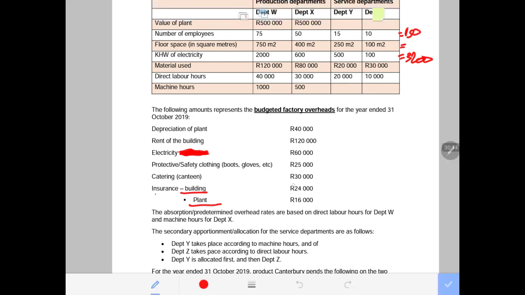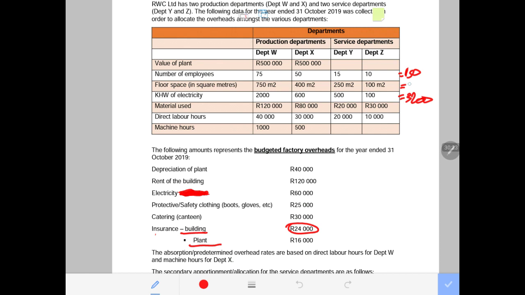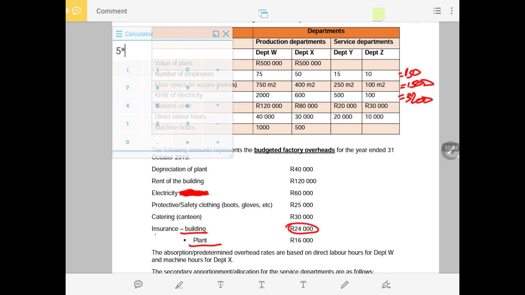Now we have 24,000 rands as an amount, and we already know that the floor space amounted to 1,500, if you still remember that one. So that will mean we say 750, divide this by 1,500, we multiply this by the cost of the space being 24,000, the value of the overhead being 24,000.